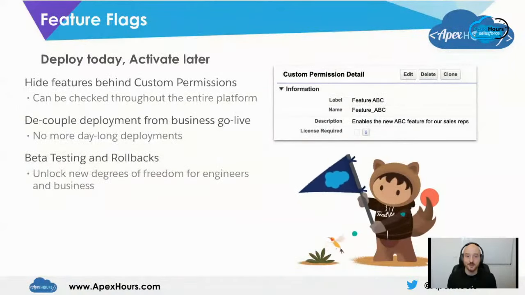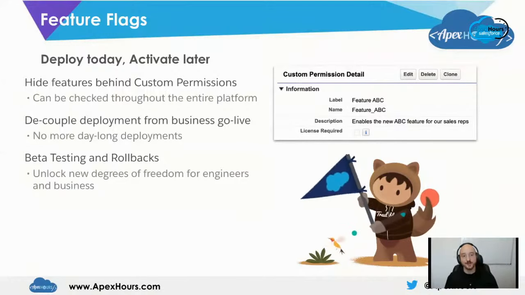Another thing that we like to use are feature flags. Salesforce doesn't have a native feature flagging mechanism, but we like to use custom permissions as our feature flag. We like to use custom permissions because they can be checked throughout the entire platform. You can leverage a custom permission within the visibility criteria for a component rendered within a Lightning page. You can check it within Apex, within workflows, within validation rules. So the general idea here is you take any feature that you're going to deploy and say, only implement that feature if the user has, say, feature ABC.